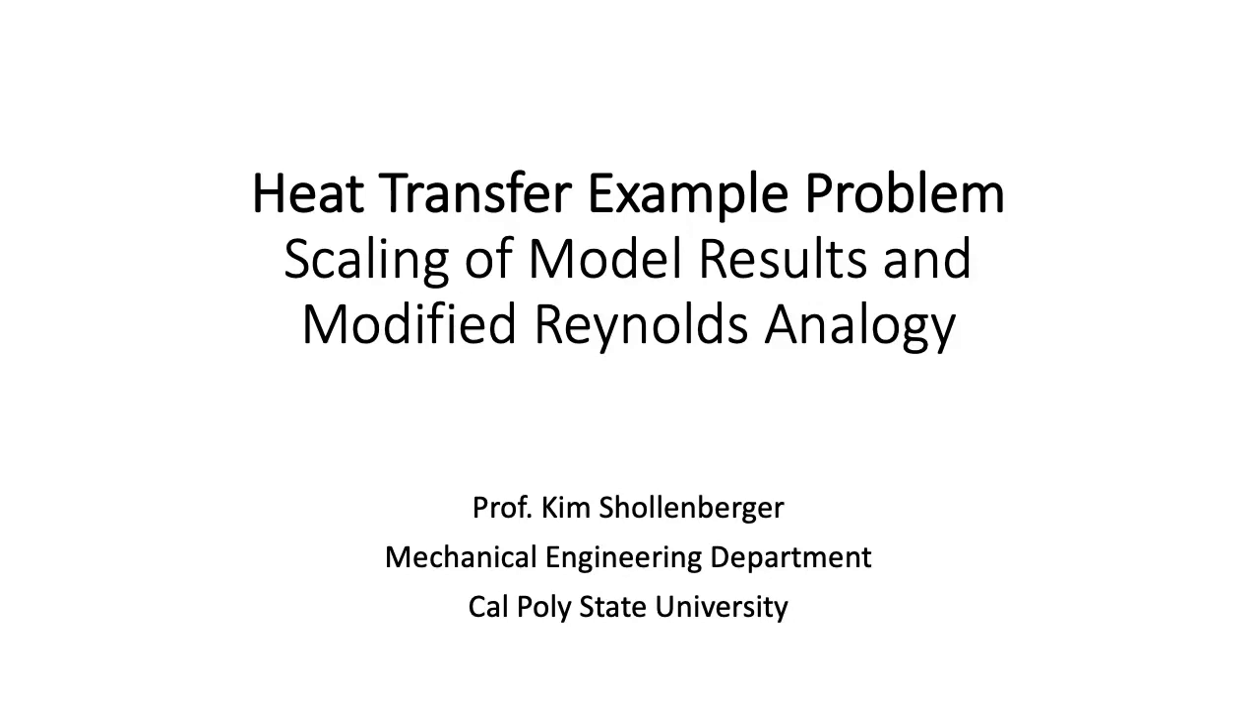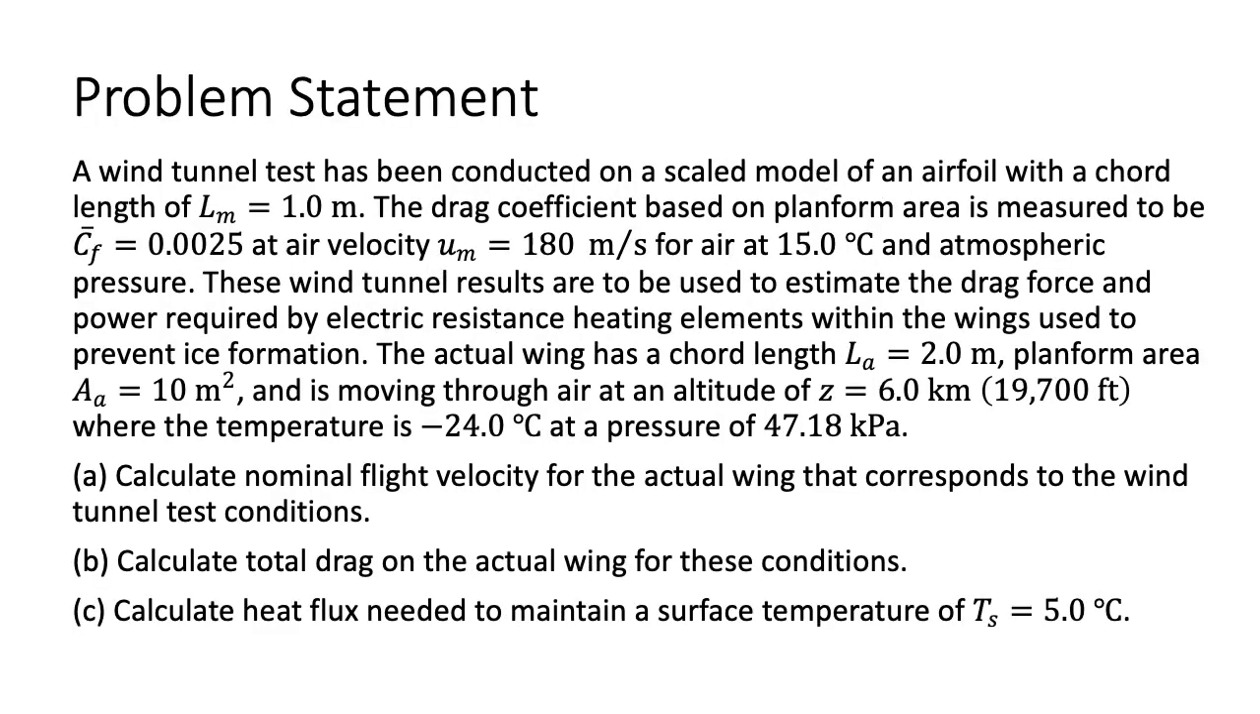ME350 Scaling of Model Results and Modified Reynolds Analogy. A wind tunnel test has been conducted on a scaled model of an airfoil or airplane wing with a chord length of 1 meter. Note that the chord length is the length from the leading to trailing edge of the airfoil. The drag coefficient based on the planform area is measured to be 0.0025 at an air velocity of 180 meters per second for air at 15 degrees Celsius and atmospheric pressure.